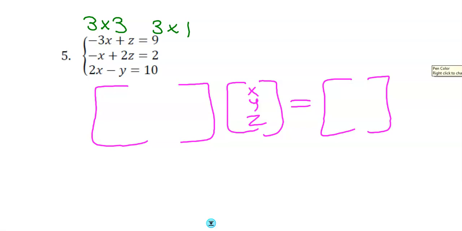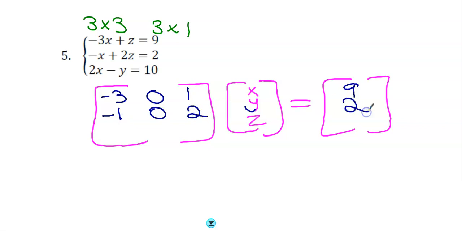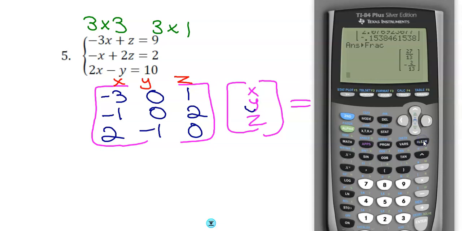So I'll put this in the calculator with you once we set it up. So -3 is my x. I don't have a y for my first one, so I need to put a place value there. So I'm going to put a 0, a 1, and then 9 is the constant. -1, 0, 2. 2 is the constant. 2, -1, 0, and then I have 10 over here, okay? So I have my x, my y, my z columns. I have my constants, and we're going to plug it in, okay?